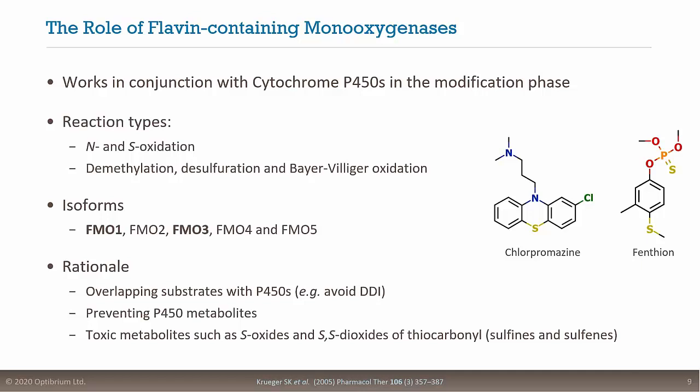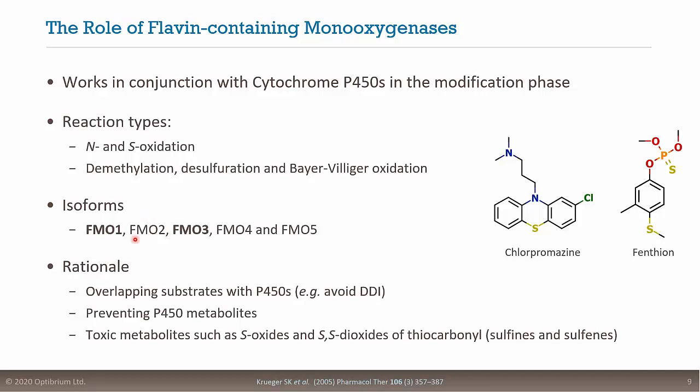Now, like cytochrome P450s, FMOs have many different reaction types, but in our case, N and S oxidation are by far the most prevalent reaction types in humans. And on the right here, you can see a few common substrates for FMOs. And in our work, we will be concentrating on the N and S oxidation reaction types only. And FMOs have only 5 isoforms, and we'll be concentrating on FMO1 and FMO3 because those are the isoforms which are actually responsible for the metabolism of drug-like molecules.